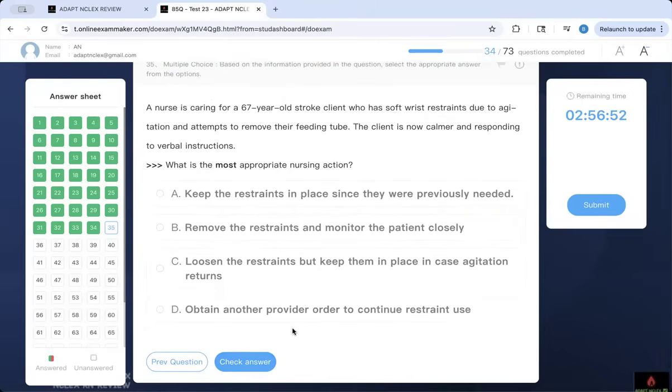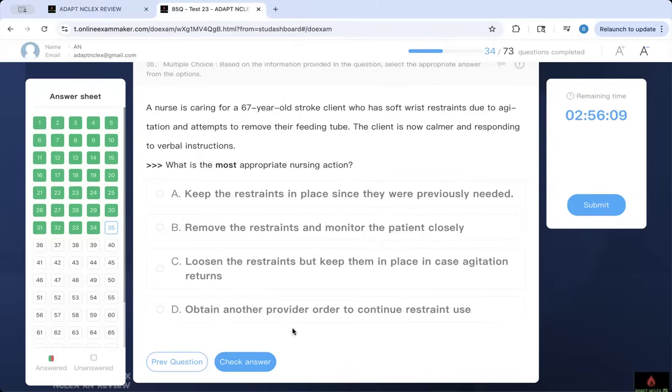And this is caring for a 67-year-old stroke client who has a wrist restraint due to what? Agitation, attempt to remove their feeding tube. Stroke, trying to remove pulled lines and IV fluid, feeding tube. The client is now calmer and responding to verbal instruction. What is the most appropriate? So first they were pulling things, and now they're calm. What will we do? Keep the restraint in place since they were previously needed. Remove the restraint and monitor the patient closely. Loosen the restraint but keep it in place in case agitation returns. Obtain another provider order to continue restraint use.